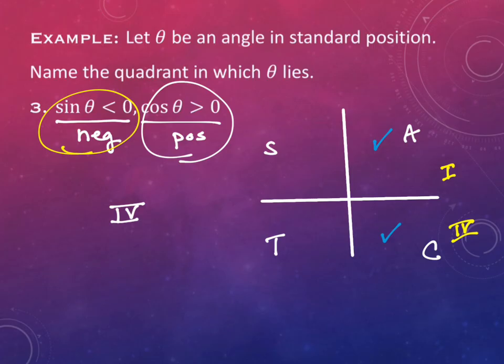You might be wondering, well, do I have to start with where the cosine value is positive? And of course, the answer is no. You could start by taking a look at where sine is negative. Okay, well, sine is negative on the bottom half of the picture. And then going from there, you could look at which of those two has a positive cosine. That would be another way of doing that.